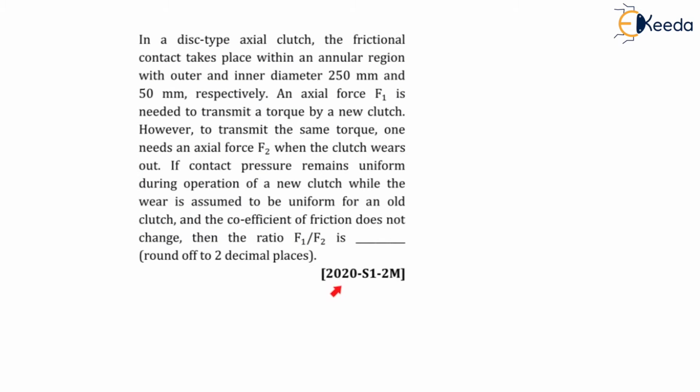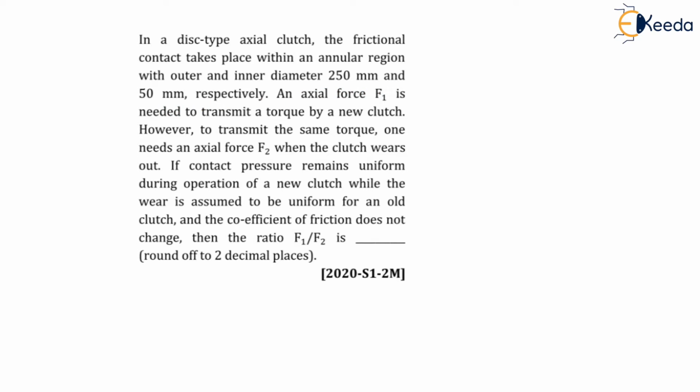Now again we will see a question from GATE 2020 which was asked in set 1 for 2 marks, and this question is based on the plate clutch. Now let us observe this here, a disc clutch. Let us say the question: in a disc type axial clutch, the frictional contact takes place within an annular region with outer and inner diameter 250 mm and 50 mm.